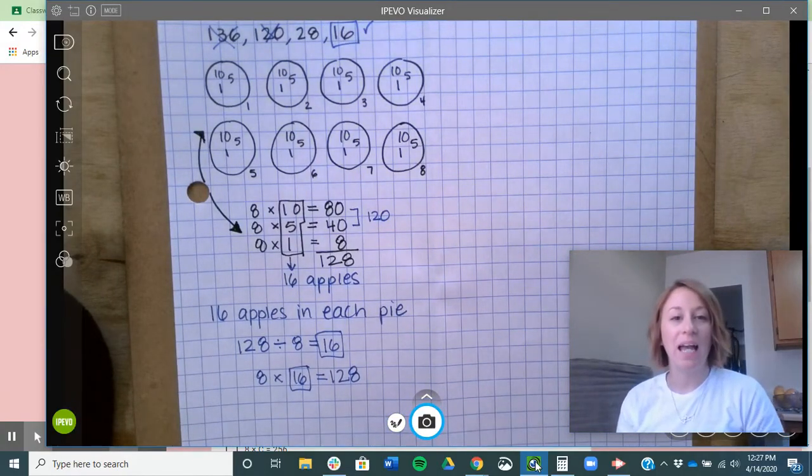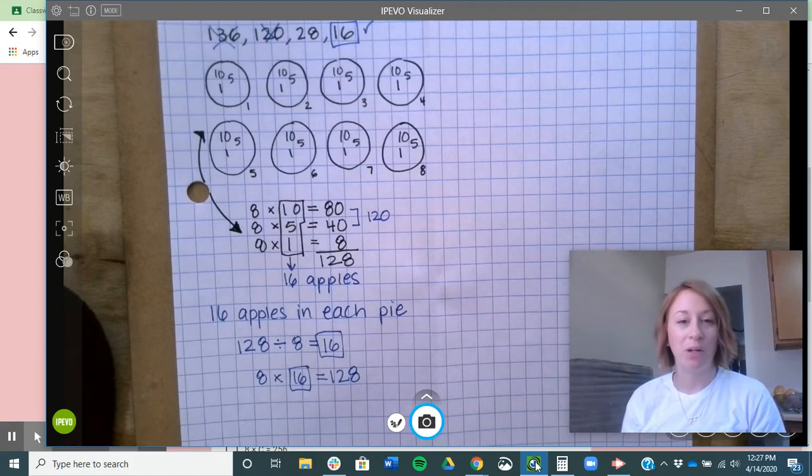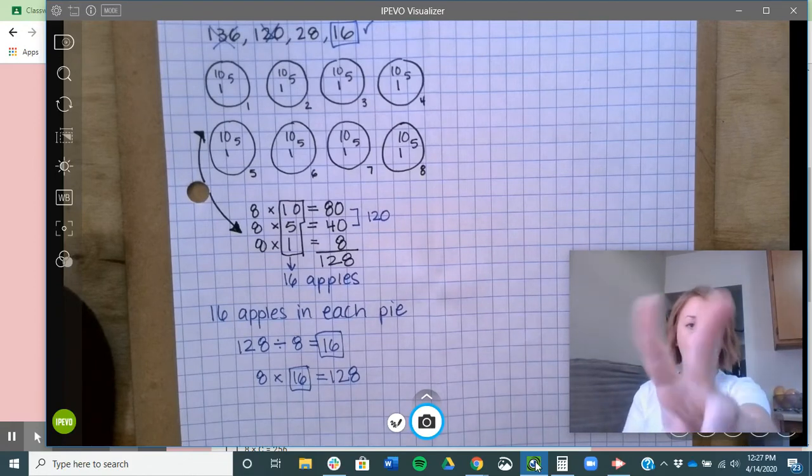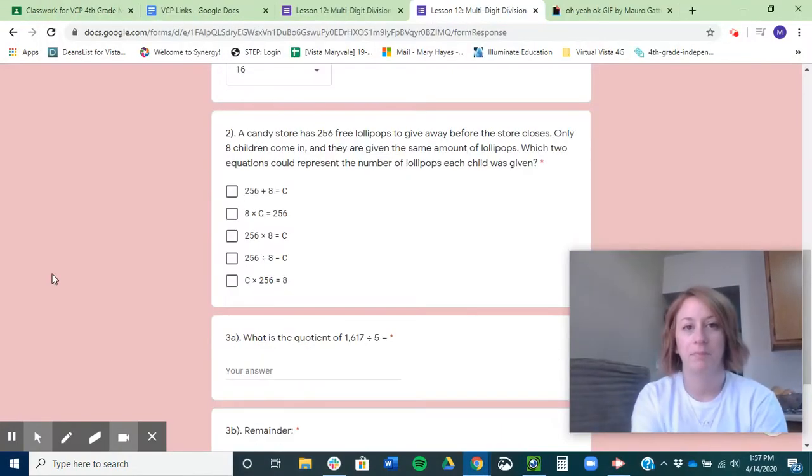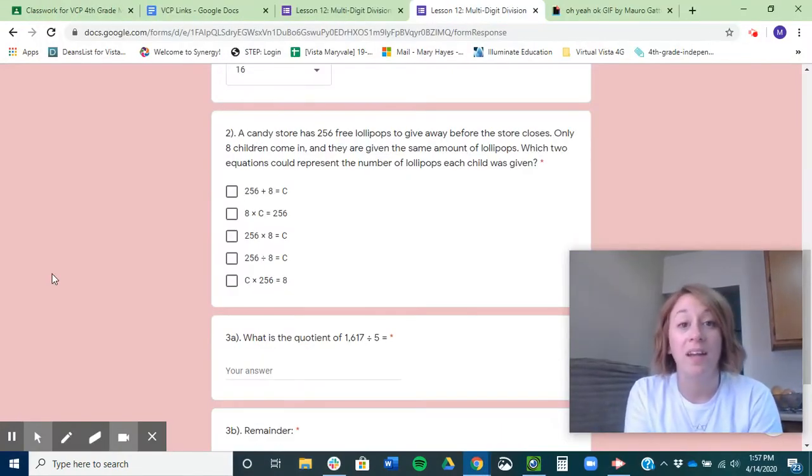Okay, friends, go ahead and organize your scrap piece of paper for question number 2. Okay, now that you've organized your scrap piece of paper for question number 2, go ahead and read that question to yourself independently. Then I will go ahead and read it aloud.